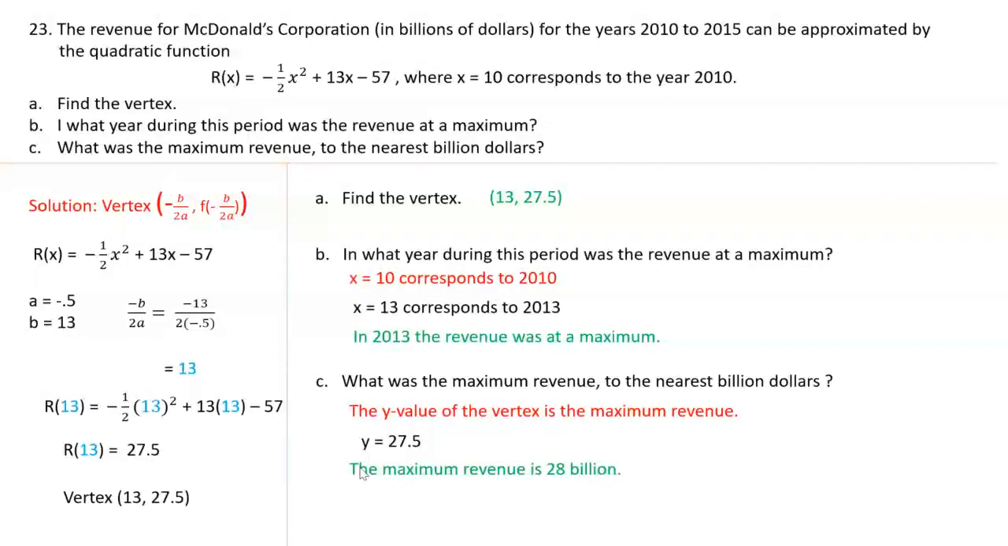I believe this is the last problem for this review. I know that most instructors will assign some of these problems from the review, so I just use a whole bunch of different problems, and hopefully this will help you with the review for your class.